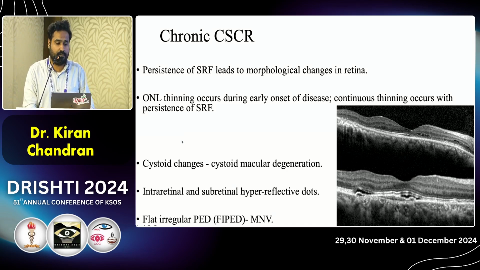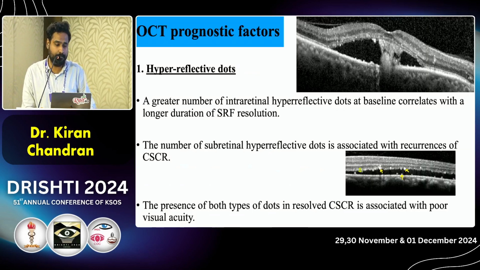So the changes start from the outer nuclear layer, and the ellipsoid zone can be affected. And when the disease progresses and reaches a state of chronicity, you get cystoid changes called cystoid macular degeneration. Intraretinal and subretinal hyperreflective dots are again signs of chronicity. And flat irregular pigment epithelial detachment, as you can see in this diagram over here, involves elevation of the RPE from the underlying Bruch's membrane. It indicates that there is definitely an element of macular neovascularization developing, and you need to follow up these patients very carefully. So OCT prognostic factors include hyperreflective dots.